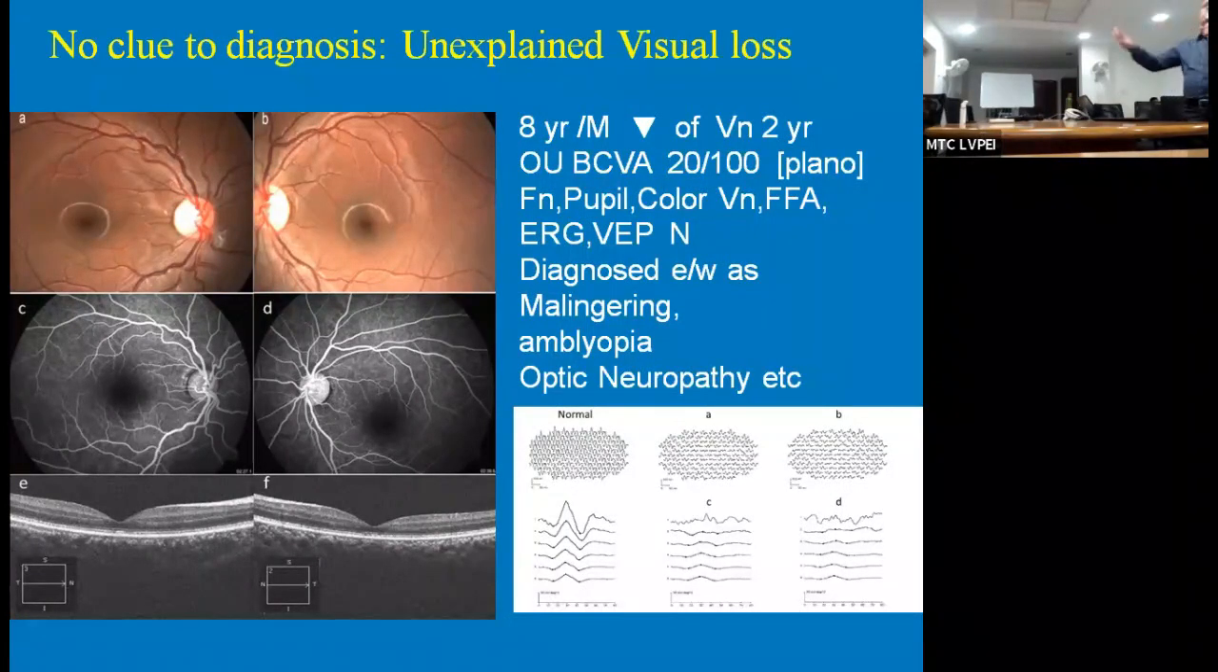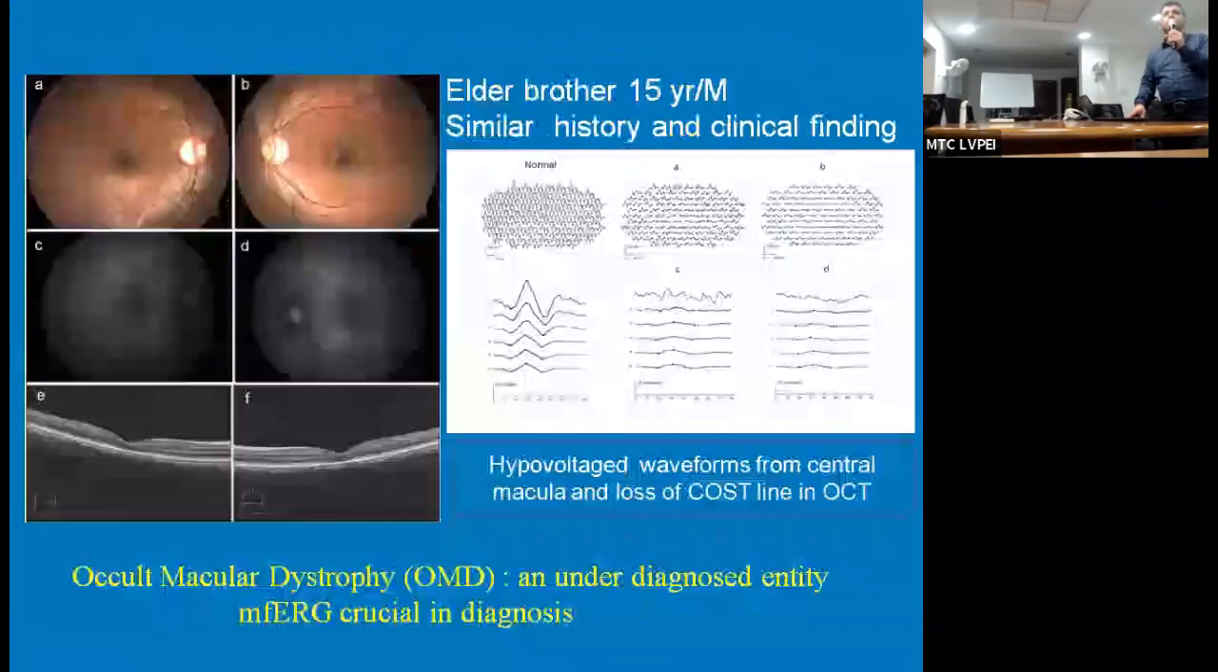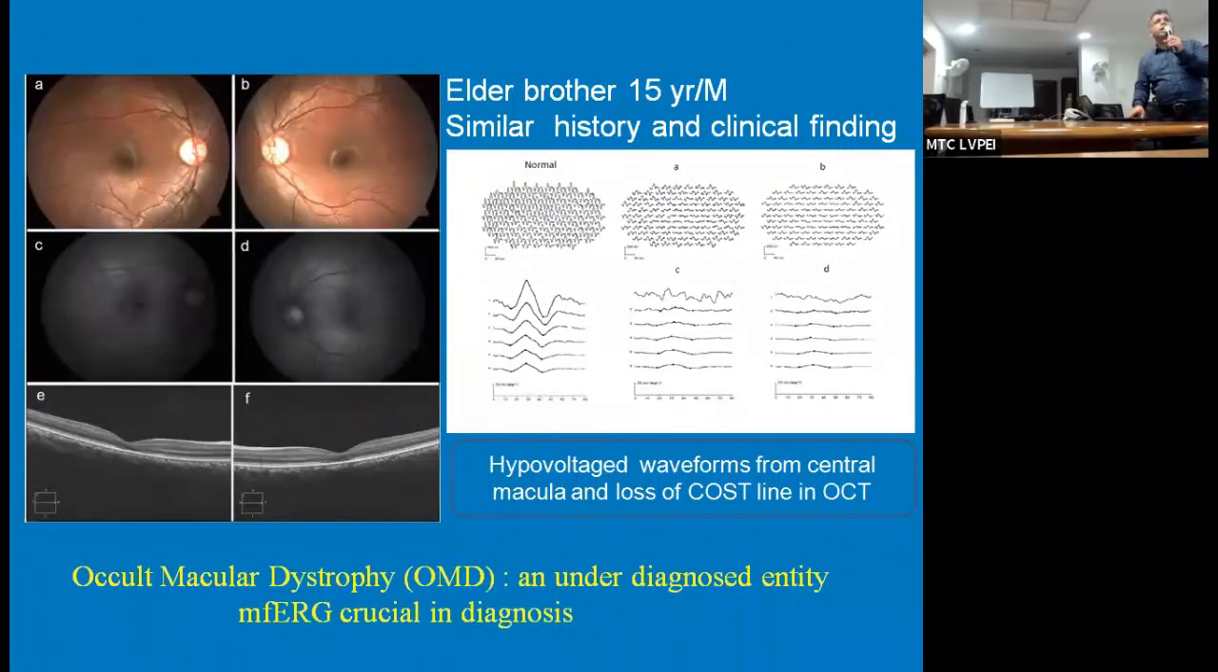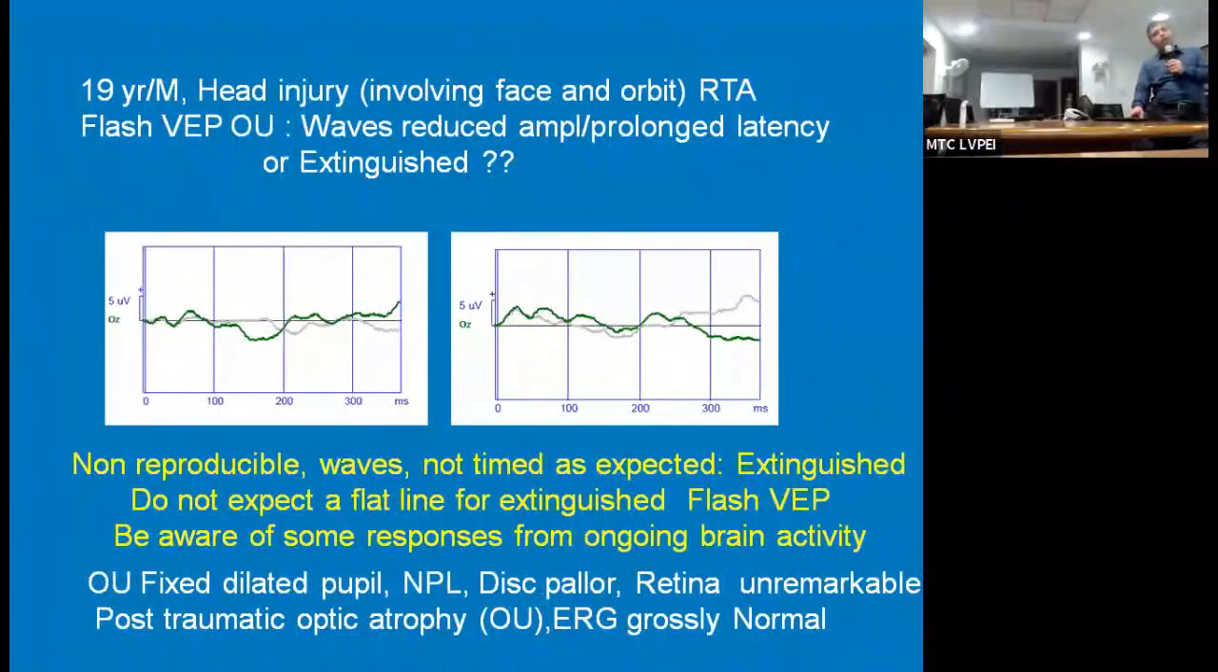Here the entire cone system is not affected, only the foveal cones are affected, and the diagnosis is occult macular dystrophy. And the elder brother also had a similar profile. So this helped us in fixing the diagnosis of occult macular dystrophy.